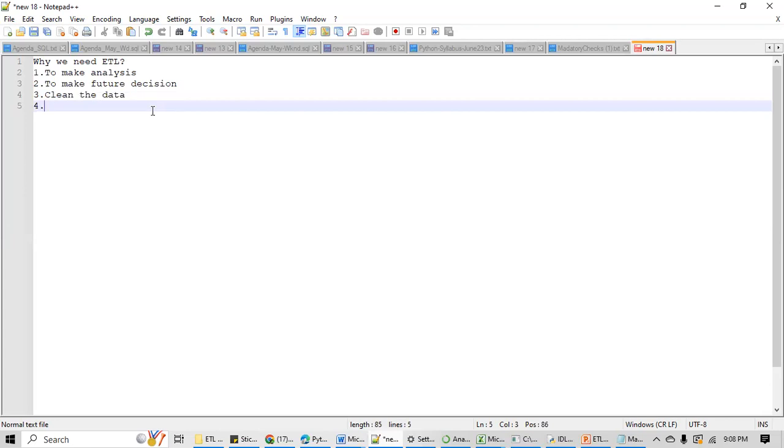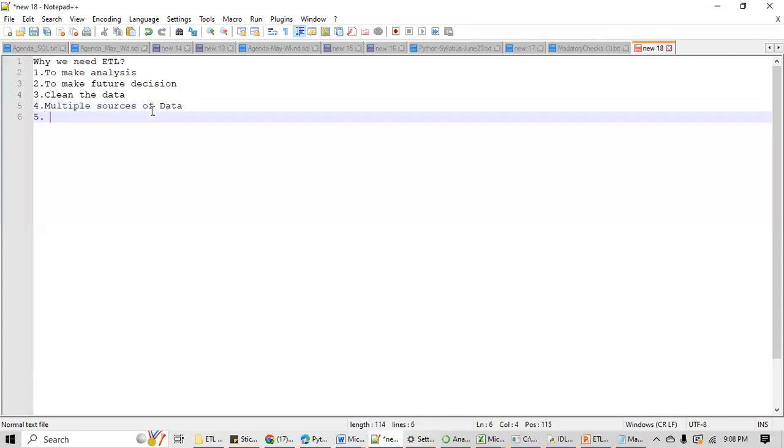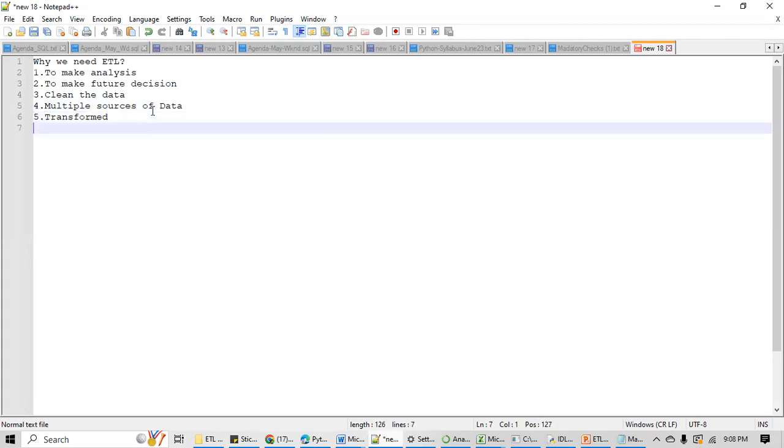Yeah, there will be multiple sources of data. Through the ETL mechanism, those data will be extracted, transformed, have some logic applied, and be loaded into the data warehouse. To load the data warehouse, ETL is required.